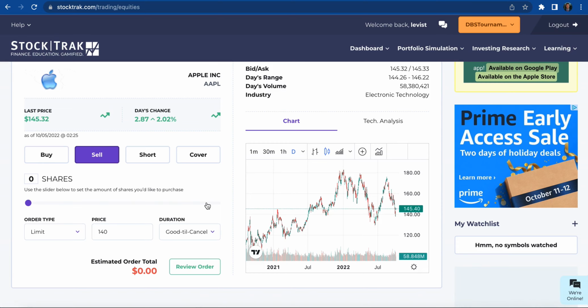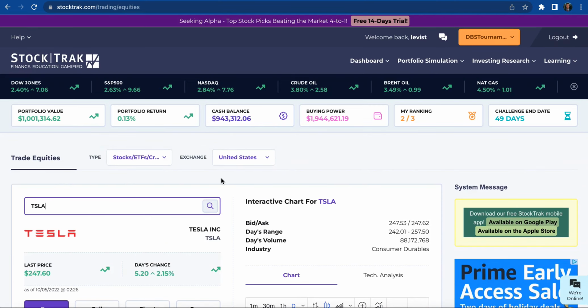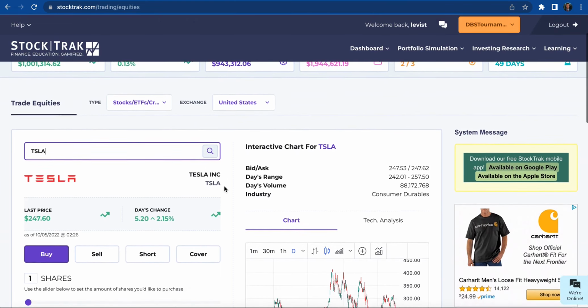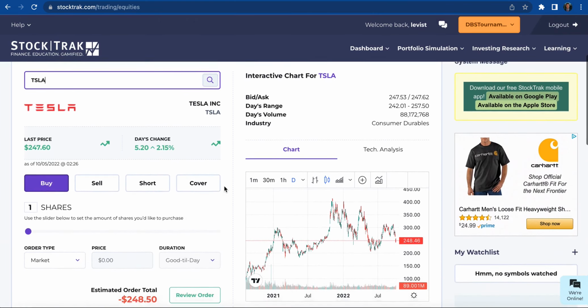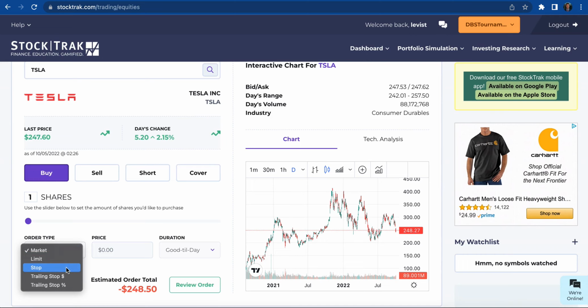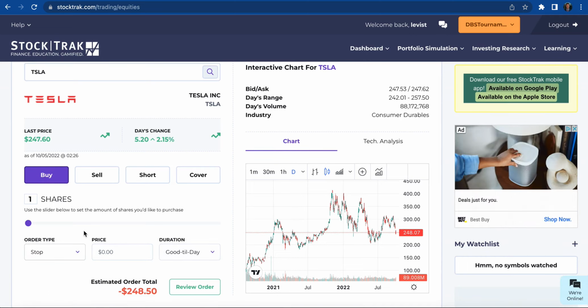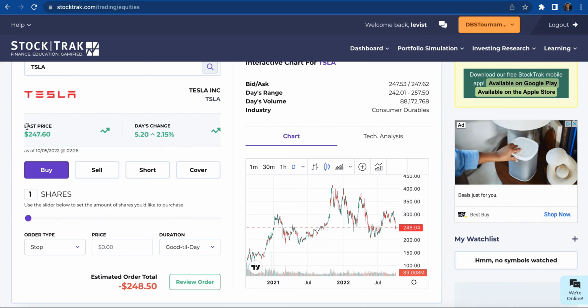Now let's move on to stop orders. Stop orders are the opposite of limit orders. Okay, let's say I wanted to buy a stop order for Tesla. I'll just select stop from the order type menu here. Stop orders are often used to capture momentum. So as you can see, Tesla has gone up $5.20 today.